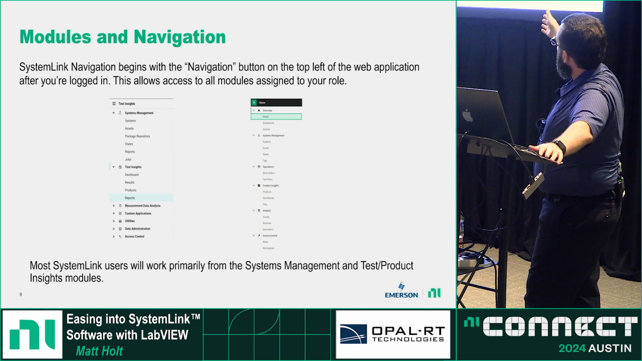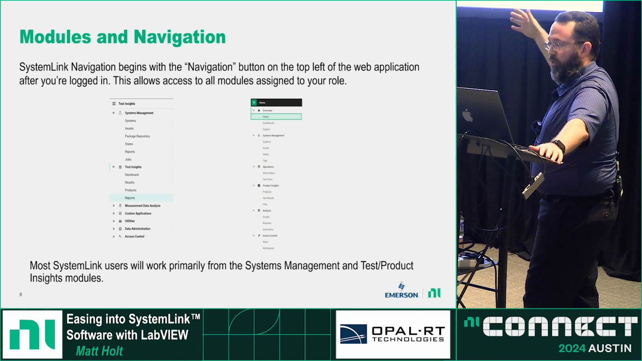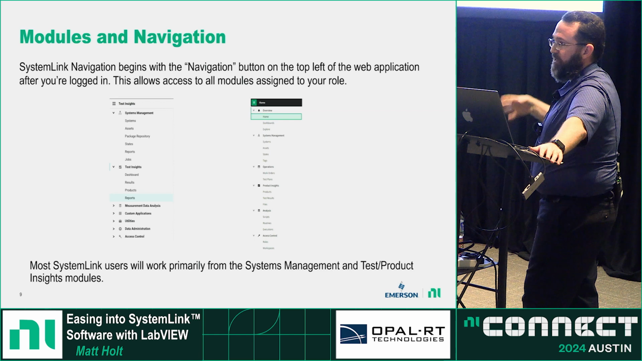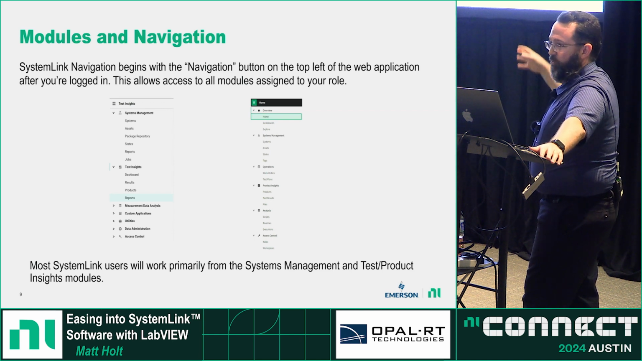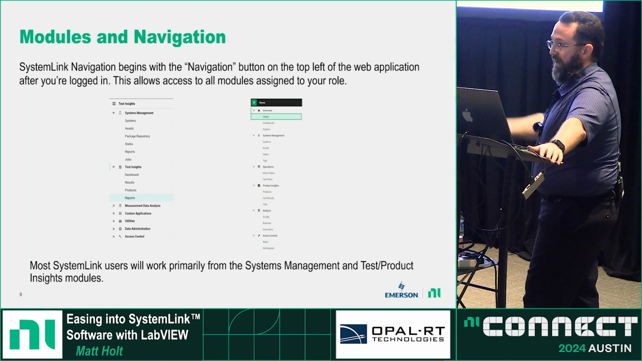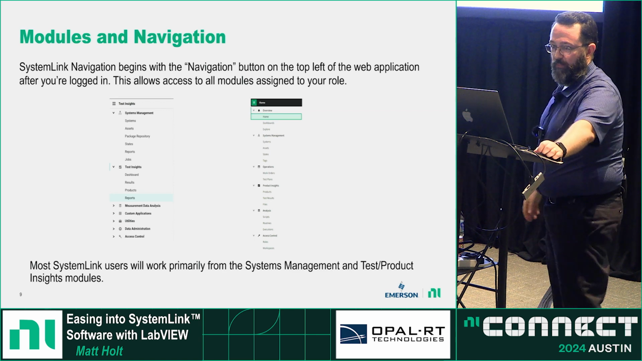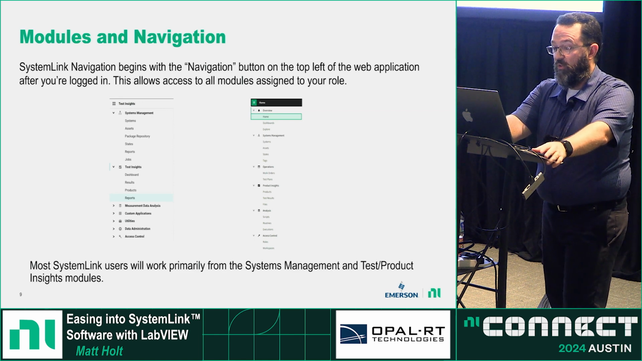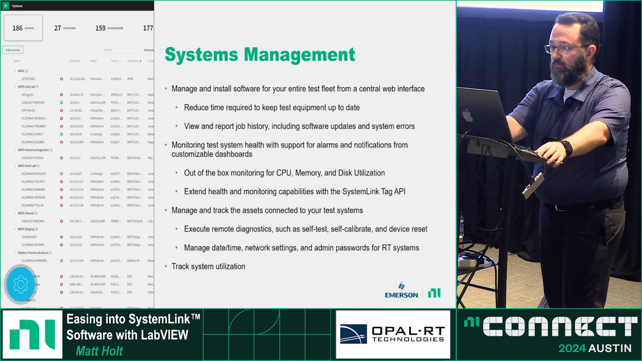It's a little bit different on SystemLink Enterprise. It's more product-centric. When you're talking about thousands of stations and thousands of DUTs, you're probably looking at it more from a product perspective. But the functionality is very similar between the 2, and they both start with the navigation button in the top left. Most of you, as test engineers, will focus your time on the systems management and test/product insights modules.